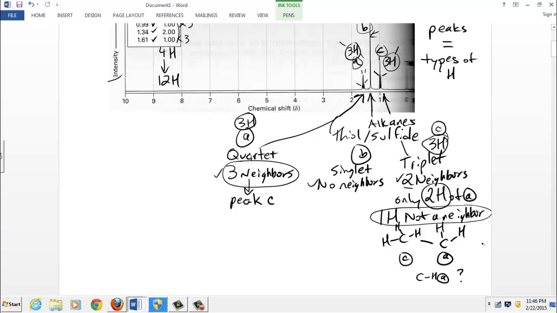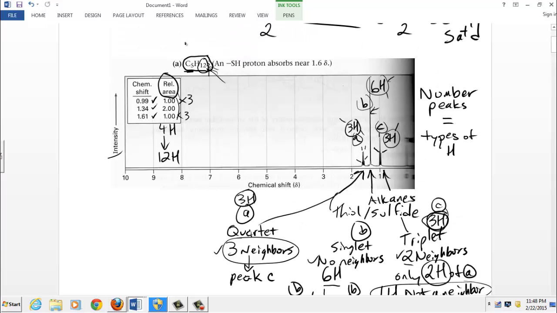Let's take care of B. B has no neighbors, but there's 6 hydrogens. Well, to make 6 hydrogens, we need 2 methyl groups. And they can't have any neighbors. They're shifting at the same position. They are all equivalent. So we have to put a little mirror plane here so that this methyl group sees the same chemical shift as this methyl group. And then this carbon that the 2 methyls are attached to can't have any H's. Okay, and that's peak B.